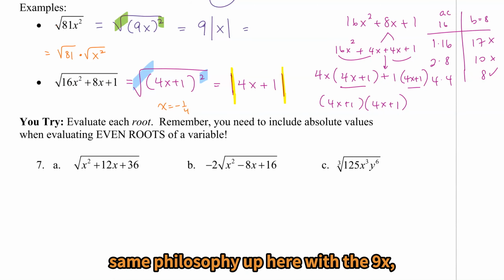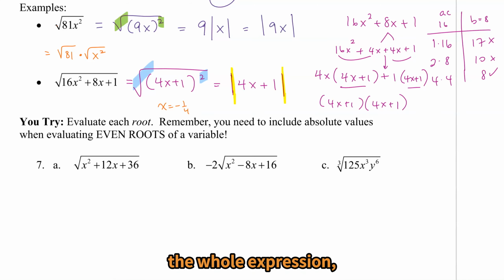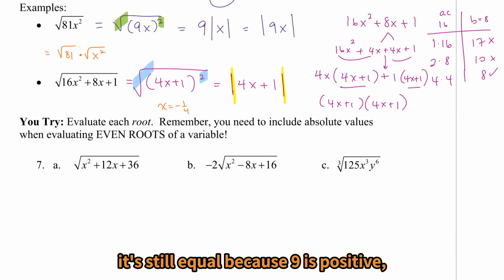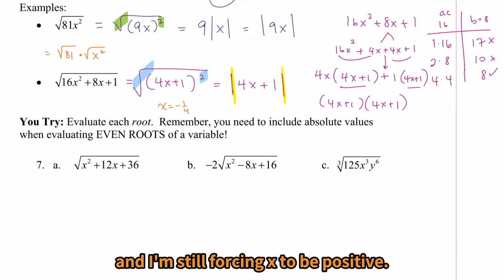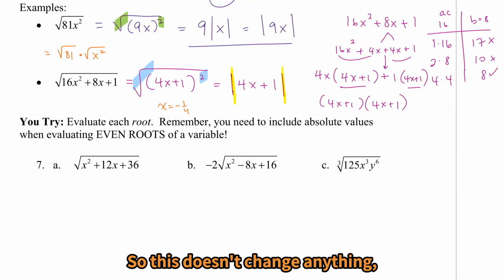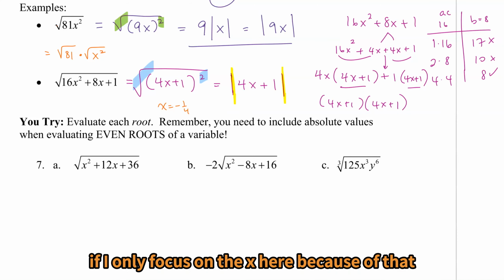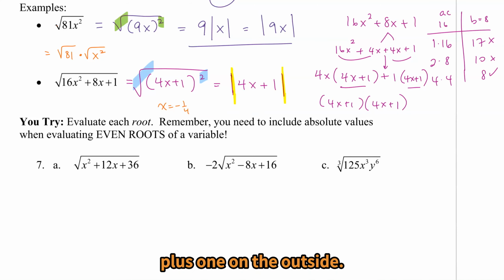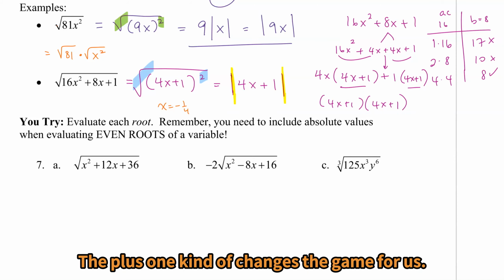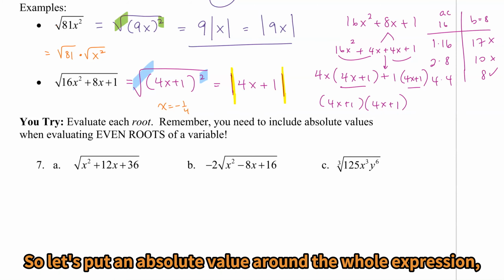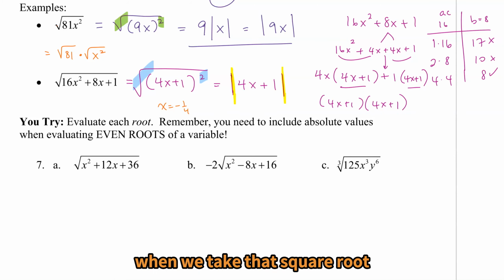If I did that same philosophy up here with the 9x and put the absolute value around the whole expression, it's still equal because 9 is positive and I'm still forcing x to be positive. So this doesn't change anything, putting the absolute value on the x or not. But it will if I only focus on the x here because of that +1 on the outside. The +1 kind of changes the game for us. So let's put an absolute value around the whole expression when we take that square root, if there's a variable present.